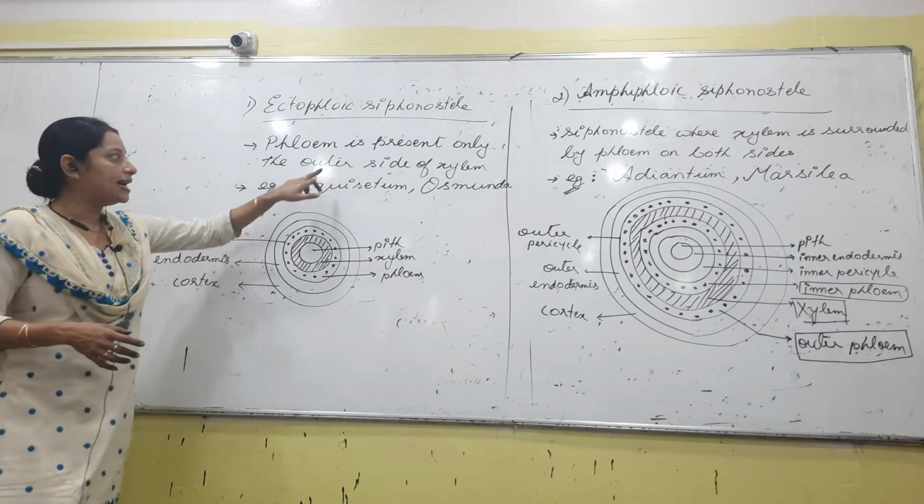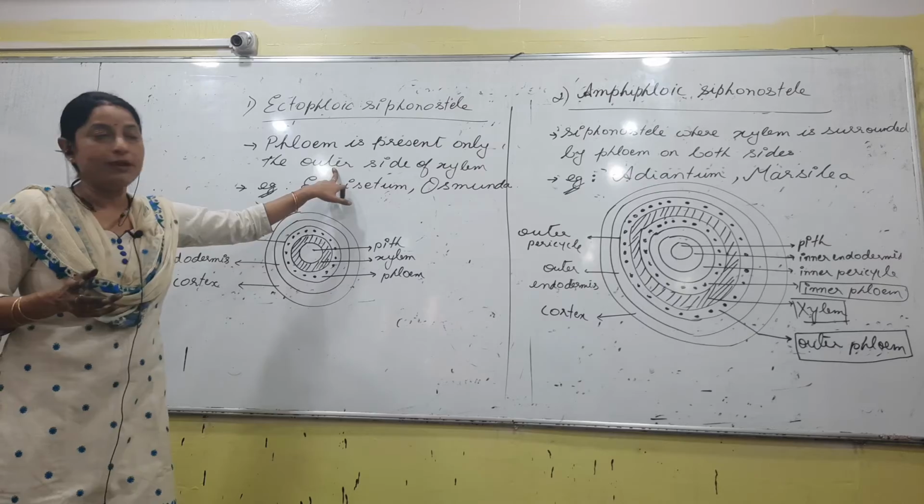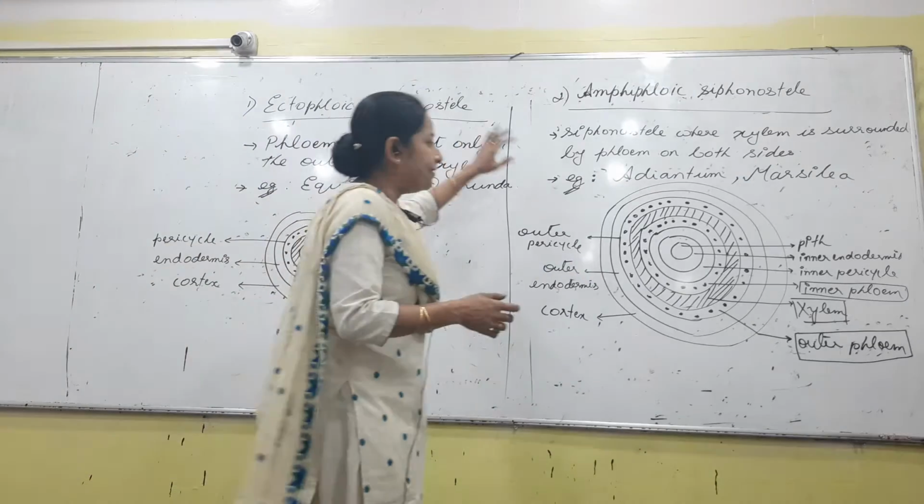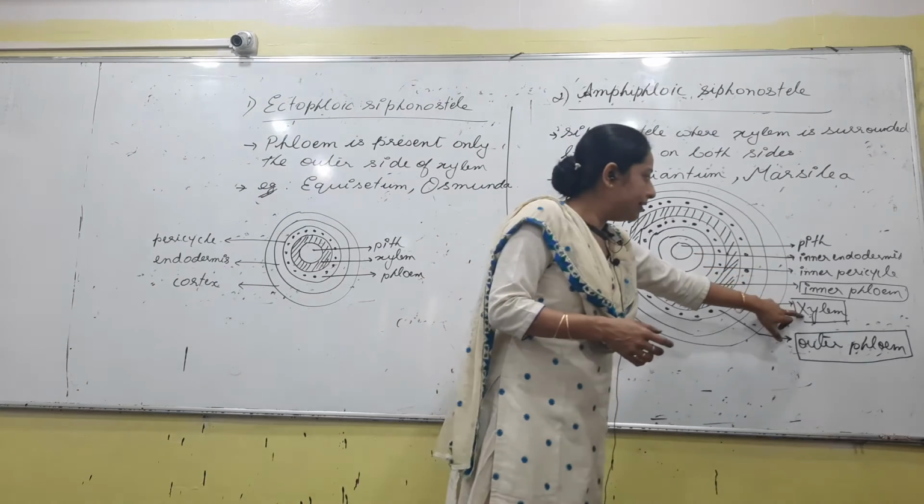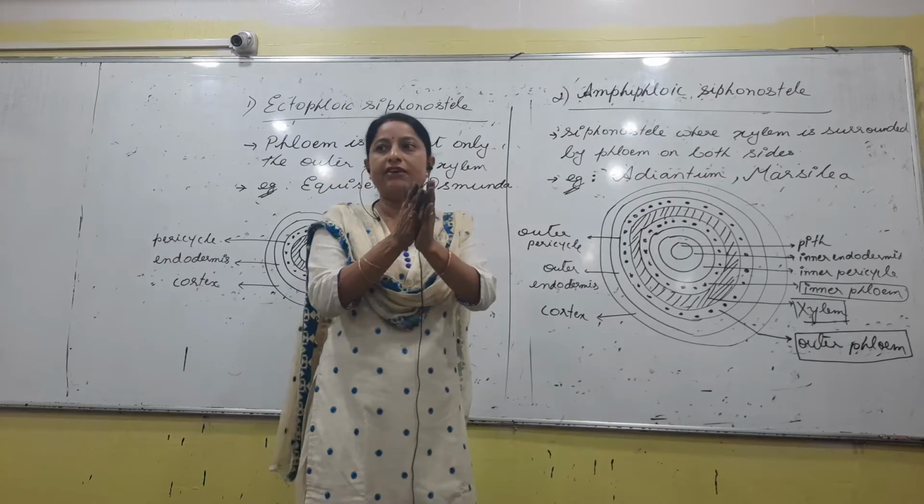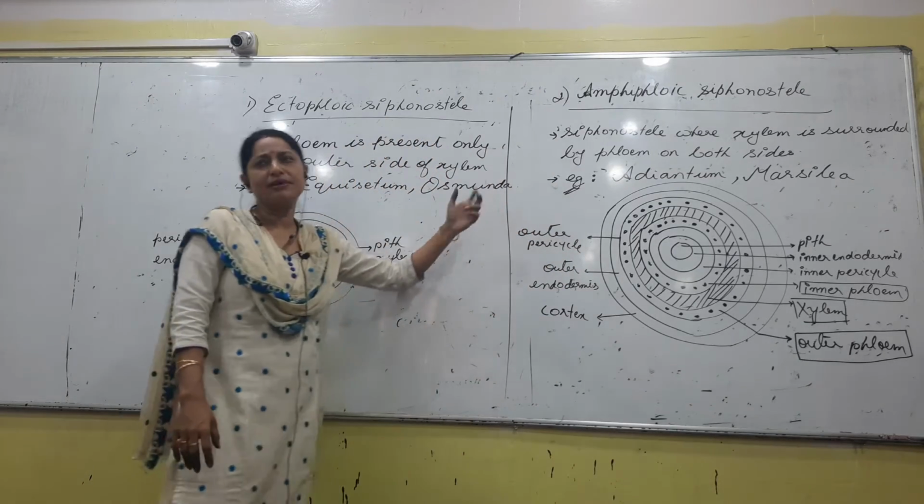So xylem could be either on one side of the phloem or on both sides of the phloem. If it is just on the outer side of the phloem, that is called ectophloic. If xylem is present on both the sides, the xylem is there, and the phloem covers it from the inside and from the outside, that type would be called amphiphloic. That is the basic difference, right?